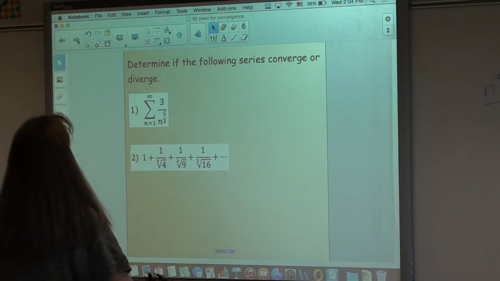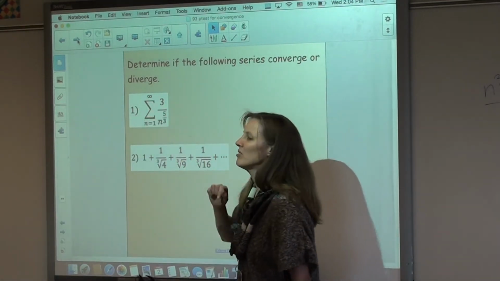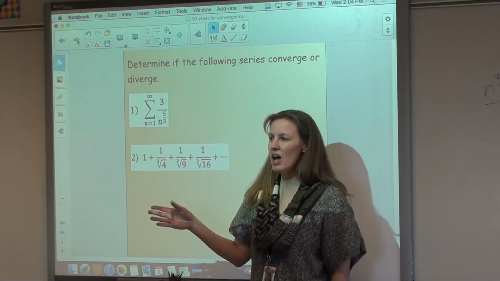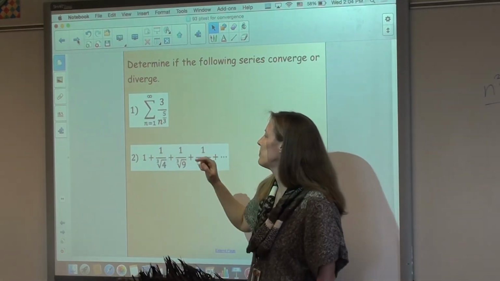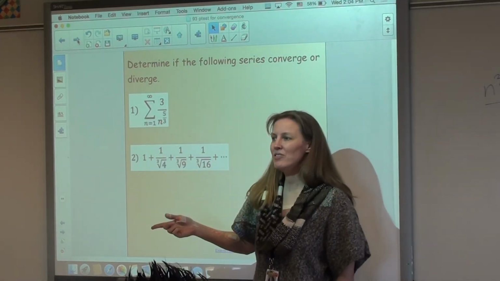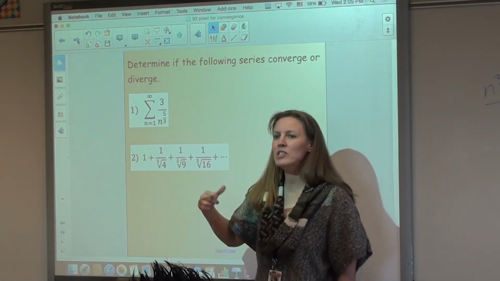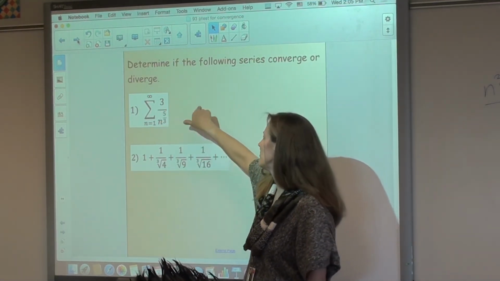Alright, so the first one. Does the 3 matter? No, 3 doesn't matter in terms of convergence or divergence. What is P? 5/3. 5/3 is greater than 1, so this series converges.